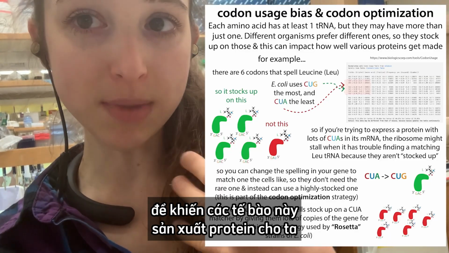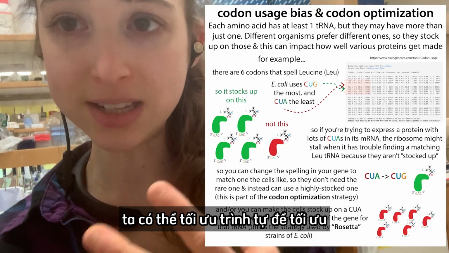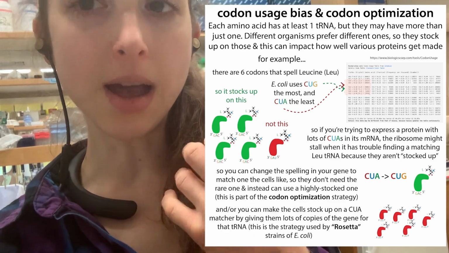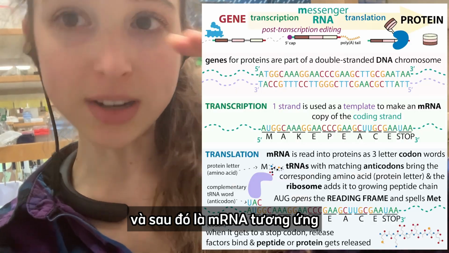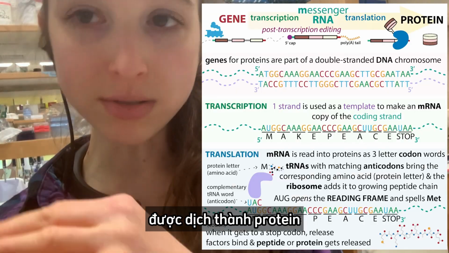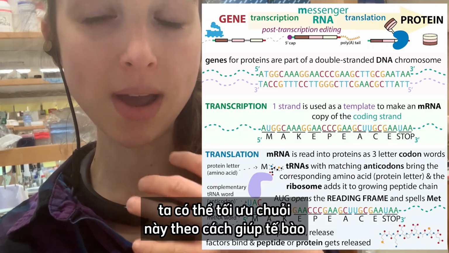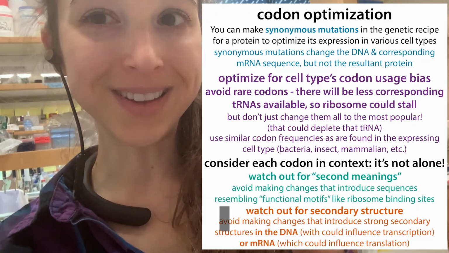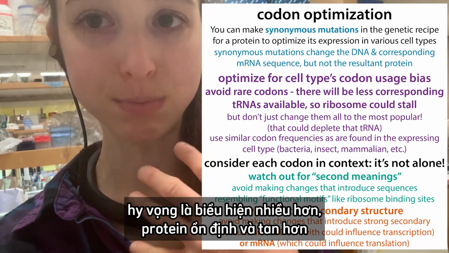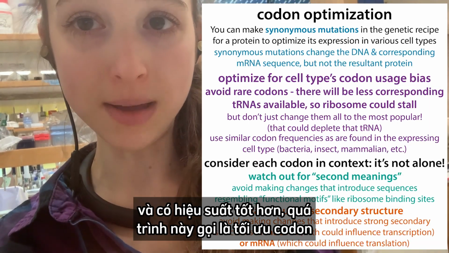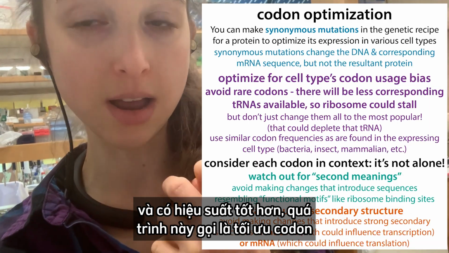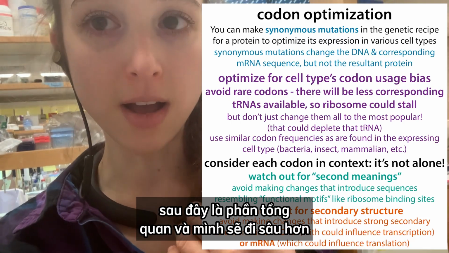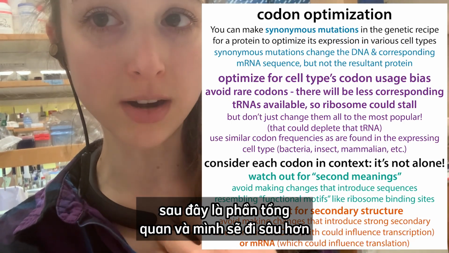So to get these cells to make a protein for us, we can optimize the DNA sequence and then the corresponding messenger RNA that gets made into the protein. We can optimize that sequence in a way that's going to make the cells hopefully express more of it, and this protein be more stable and soluble and have better yield. And so we call this codon optimization. And so here's an overview, and then I'll go into more depth.